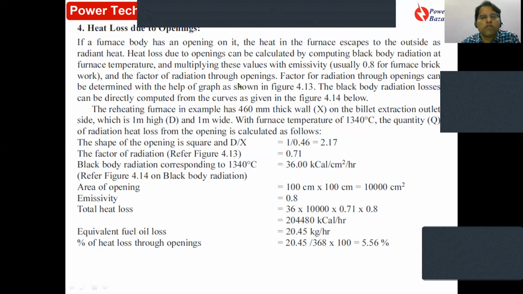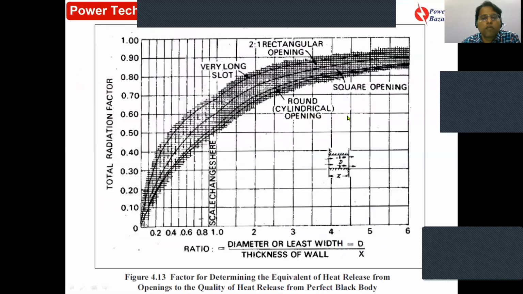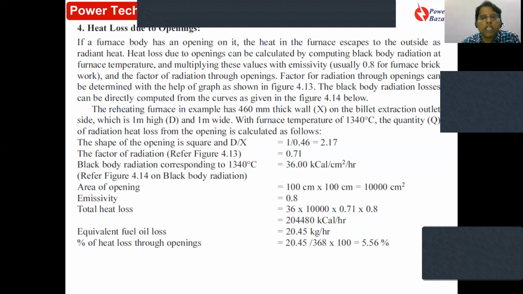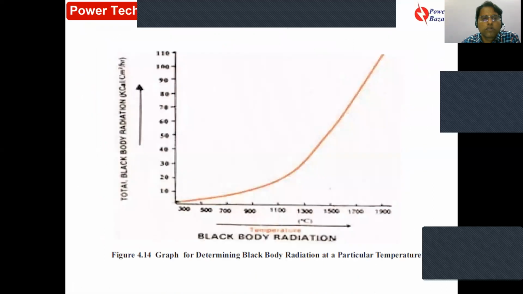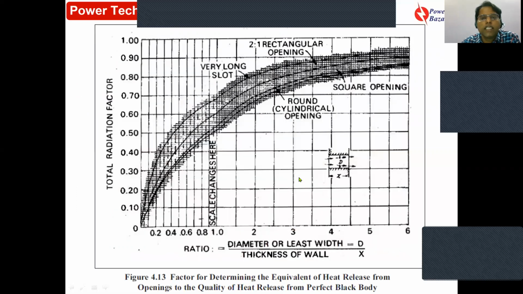Now, what is the value of this heat loss? For that we need to understand the black body radiation losses. Now, let us go to the black body radiation process. Physically, it is mentioned in 4.13. So if I know the black body radiation temperature, then I can know the black body radiation in kilocalorie per cm square per hour. So what we have to understand is what is the temperature. In this case, what is the temperature?